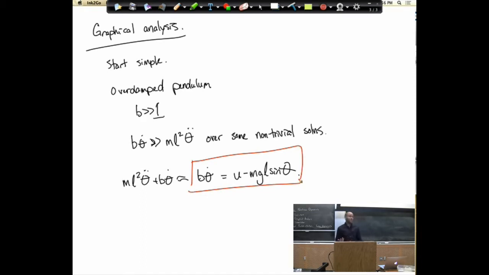And something big happened. Instead of having to think of it as a second order system, with this approximation I can think of it as a first order system. My second derivative is now negligible in the dynamics. I can think of it really as just a first order dynamical system. And that's actually a general property of overdamped systems.